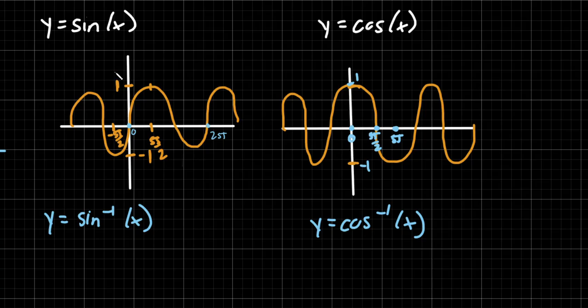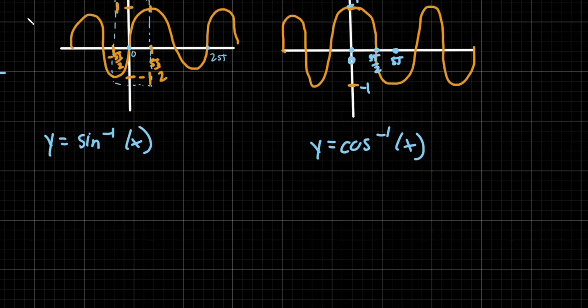Wait, I heard negative pi halves to pi halves, right here. Amy, does that pass the horizontal line test, if I'm just talking about that range? Yeah, it does. We're going to take that curve and we're going to graph it for the inverse of sine. So inverse of sine.